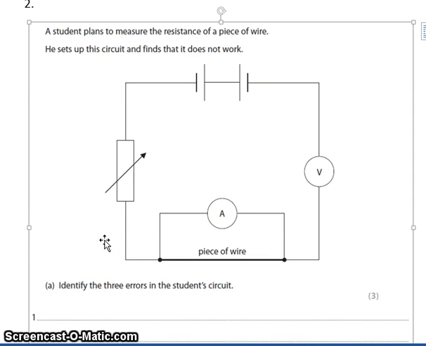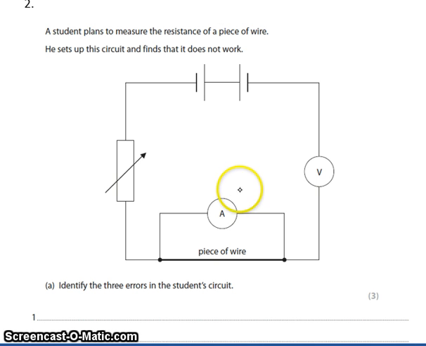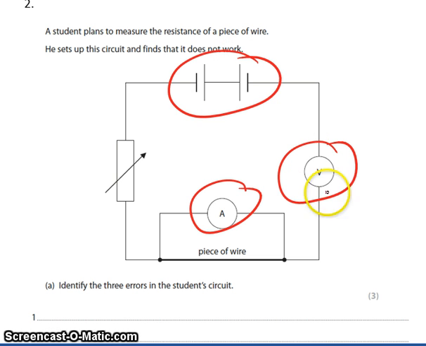In question 2, this is a question about electric circuits. First off, you need to spot 3 errors in the student circuit. So the 3 errors are: the ammeter is in parallel instead of series, the voltmeter is in series, this should be in parallel, so basically the 2 meters should swap, and the third one is the cells are arranged so they cancel each other out, and so there's no voltage in this circuit.